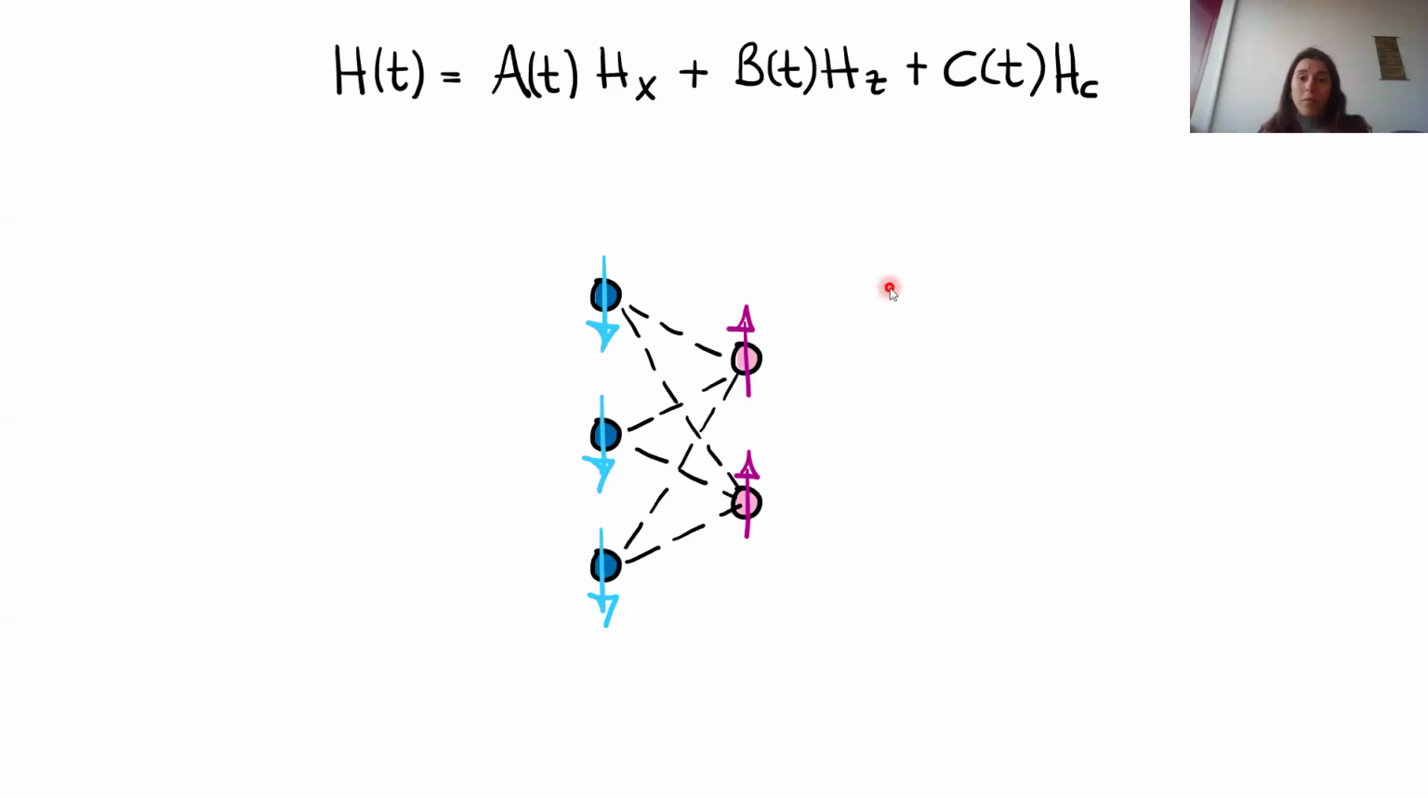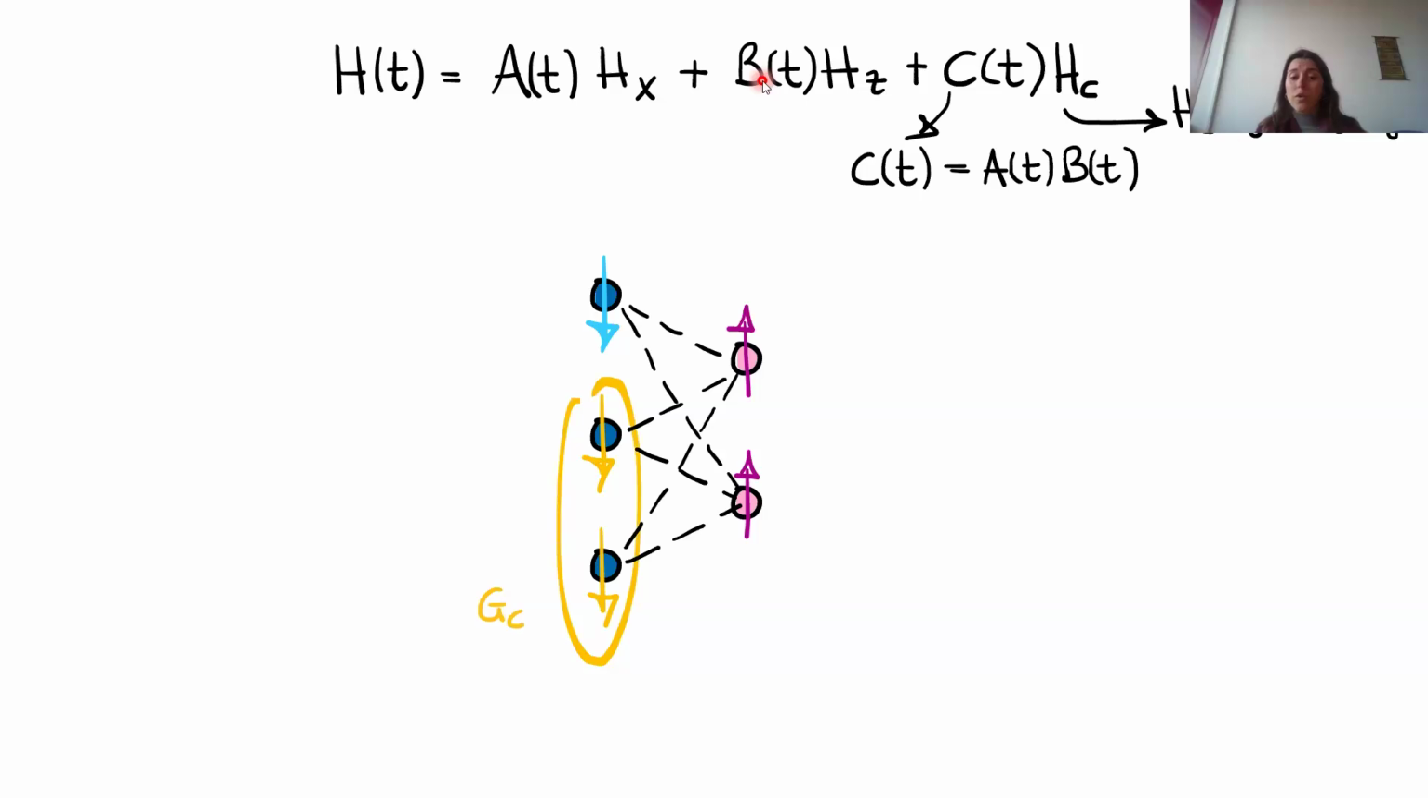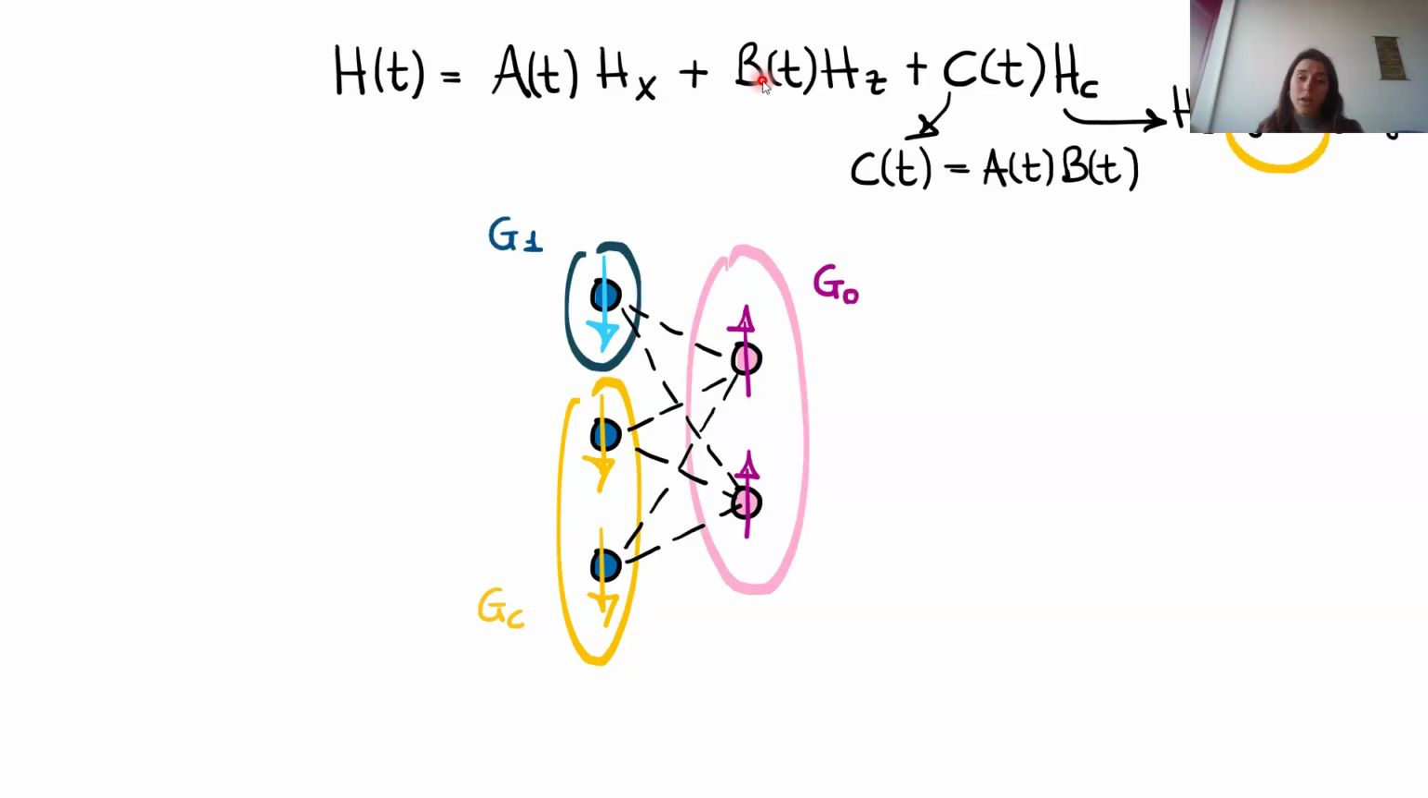So that's why a good idea might be to introduce a catalyst Hamiltonian, so a non-stochastic term in the instantaneous annealing Hamiltonian. In this case, following the references that I've mentioned before, we choose an annealing schedule C of t that is the product of the two that we have already defined, so that this Hamiltonian will be 0 both at the beginning and at the end of the annealing process. The catalyst Hamiltonian will be simply a coupling term between any two of the spins within the subgraph G1. So now we will have a further subgraph which we name GC, together with G0 and G1.